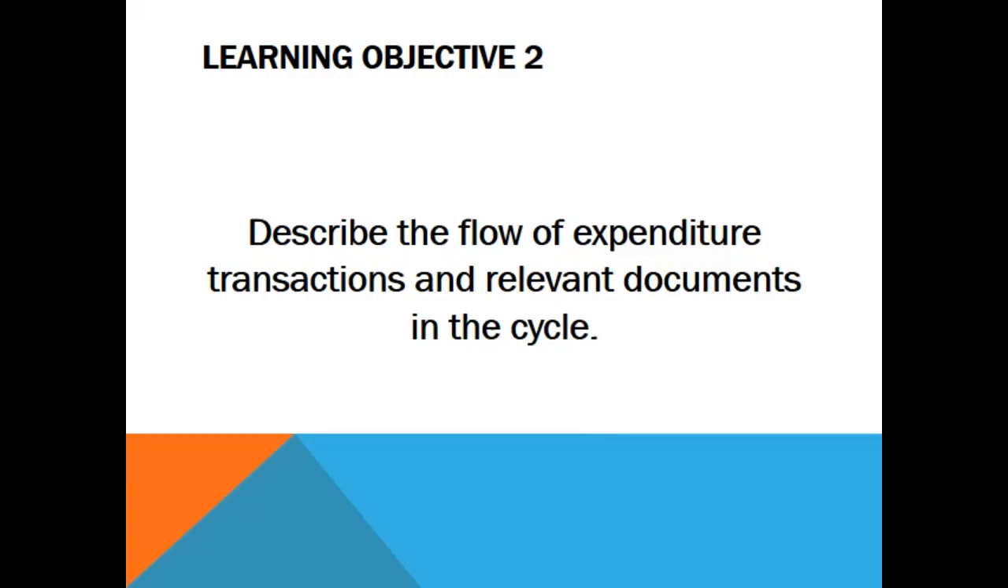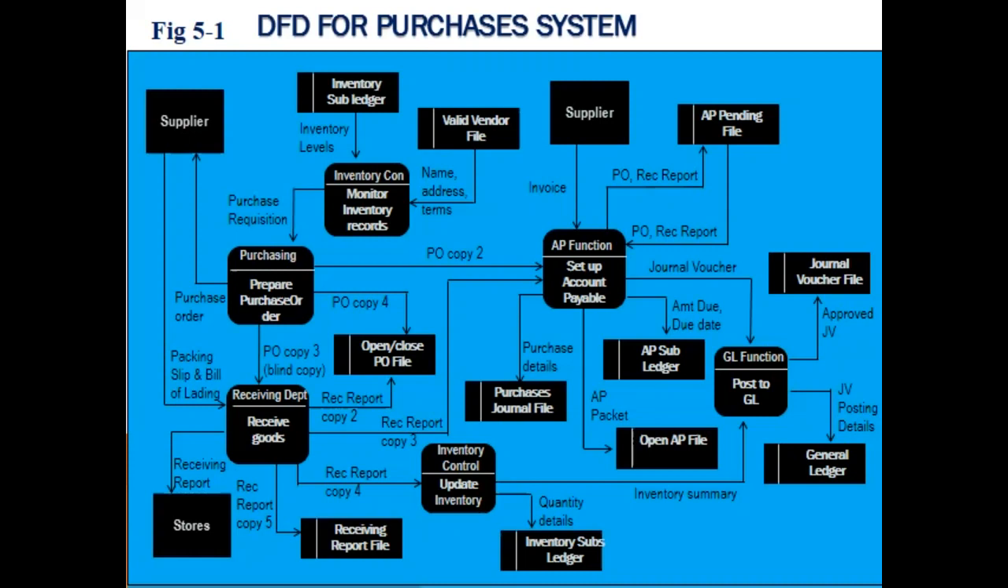Now that you've gotten an overview of the expenditure cycle, let's look at the flow of these transactions and the relevant documents in this cycle. This figure provides a data flow diagram of the purchaser system. We will once again study the data flow diagram part by part to understand the flow of the expenditure transactions and the relevant documents starting with the purchaser system.